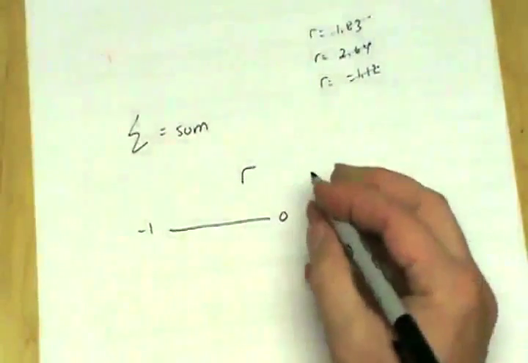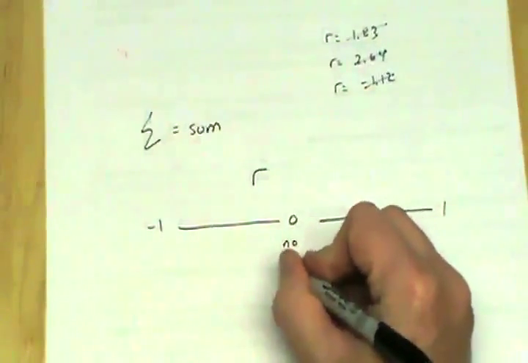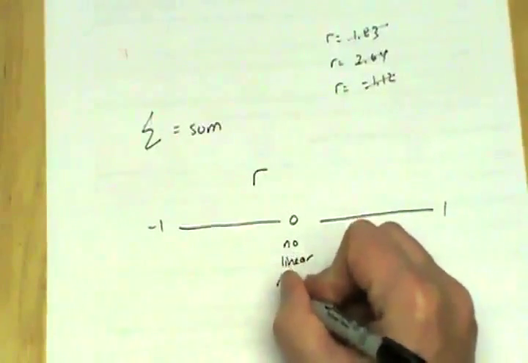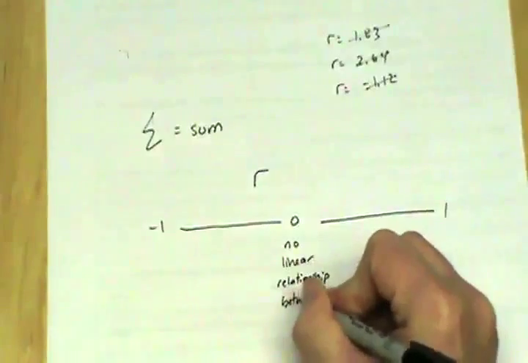Now, this stands for the strength of the relationship. 0 means there is no linear relationship between X and Y.